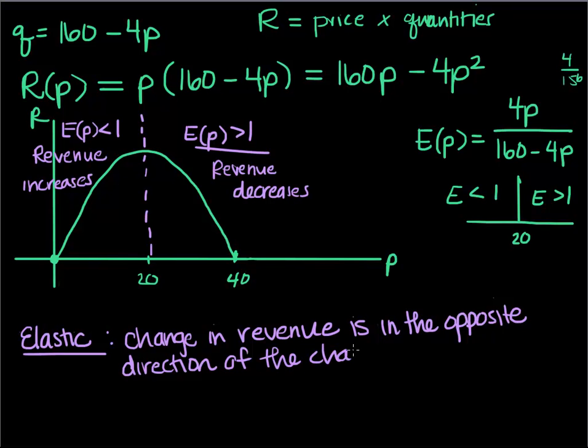So what that means is, let's look at the elastic system here. Notice my revenue is decreasing, but my price is increasing, so they're in opposite directions. If we know our system is elastic and we want to think about making a change in price, if I increase price, that's going to decrease revenue, whereas if I decrease price, that will increase revenue. They will be in the opposite direction of each other.